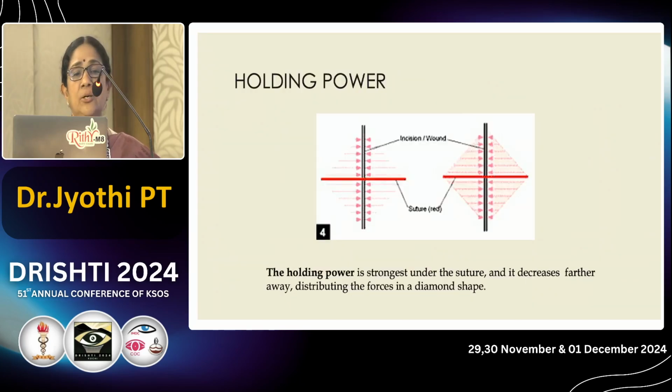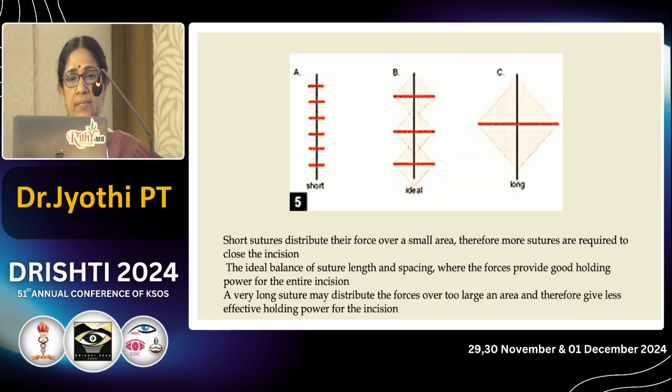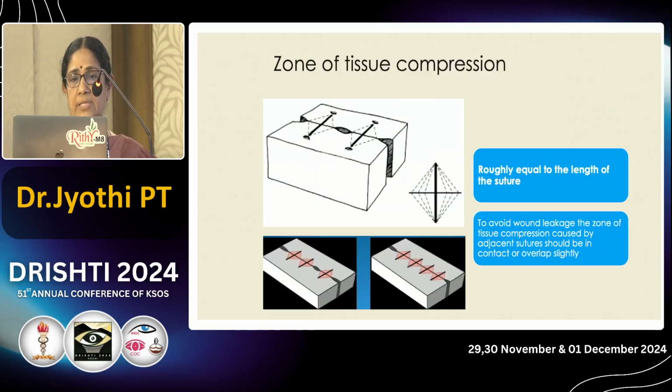Another important thing is the holding power. The holding power is strongest under the suture, and it decreases further away, distributing the forces in a diamond shape. Here you can see short sutures distribute the force over a smaller area. Therefore, you require more sutures to close the incision. Whereas the ideal balance, the middle one, you can see the ideal balance of suture length and spacing, where the forces provide good holding power for the entire incision. Longer sutures distribute the forces over a larger area and therefore give less effective holding power for the incision.